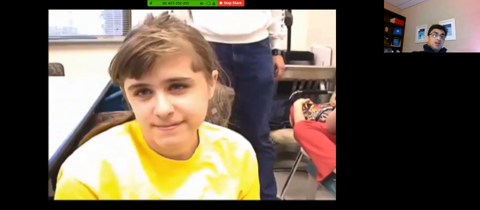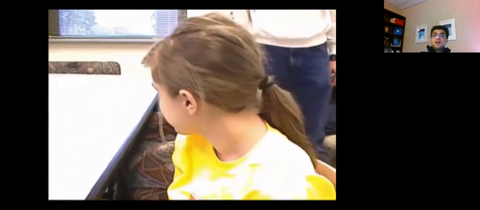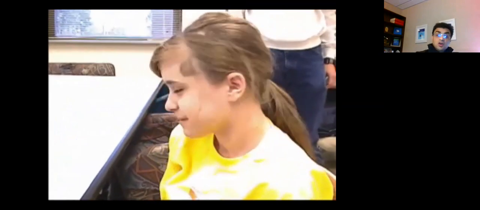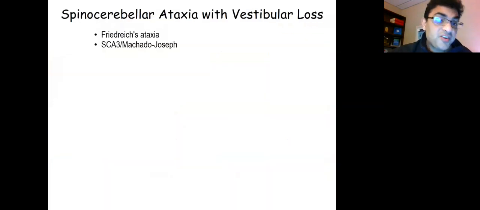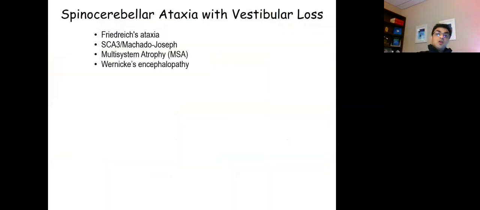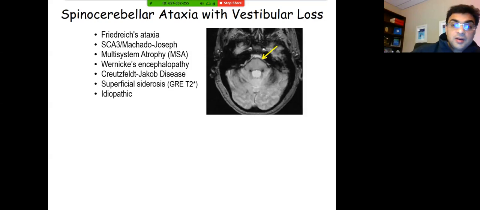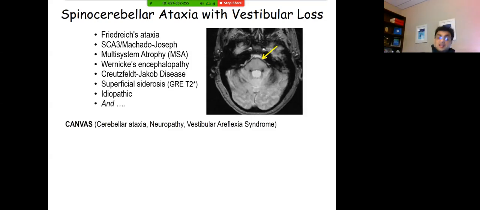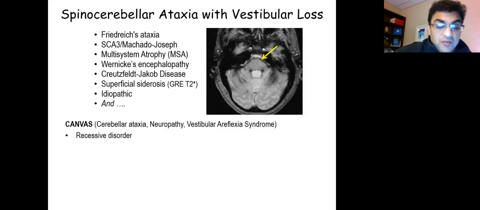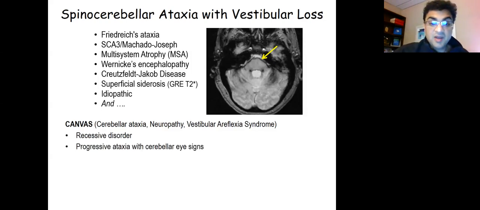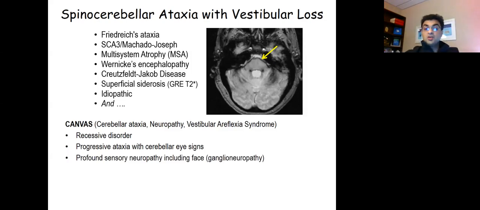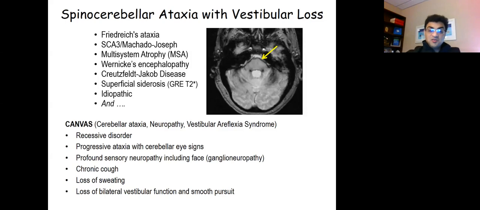So there is Friedreich ataxia. There are some other forms of spinocerebellar ataxia which come with vestibular loss. In those cases, you want to think of Friedreich's ataxia, SCA3, multiple system atrophy, Wernicke's encephalopathy, Creutzfeldt-Jakob, superficial siderosis. Here you can see a classic example of siderosis. It can be idiopathic, or a very classic one is CANVAS, which is cerebellar ataxia, neuropathy, and vestibular areflexia, a recessive disorder. They have progressive ataxia with cerebellar signs, and profound neuropathy, including ganglionopathies. They can have cough, loss of sweating, loss of bilateral vestibular function and smooth pursuit.